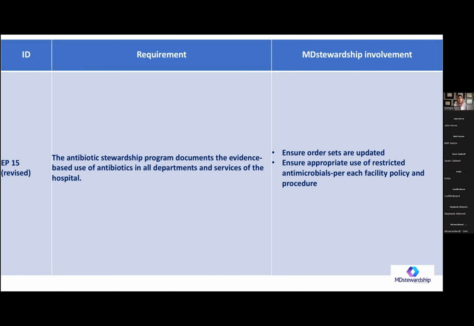EP15 talks about documenting the use of evidence-based, or the appropriate use basically, of antibiotics based on evidence-based guidelines in all departments and services of the hospital. This could be difficult to track if you're manually tracking every antibiotic that's ordered within the appropriate indication. But if you have updated order sets and you know that the only way to order these antibiotics is through an order set, for example, like pneumonia or UTI, then we know that the use of those antibiotics is evidence-based.